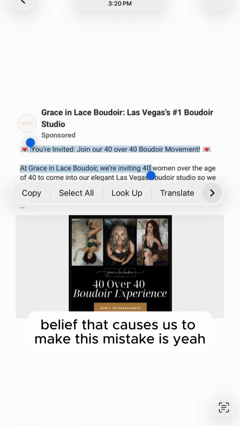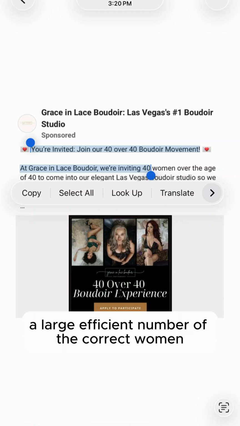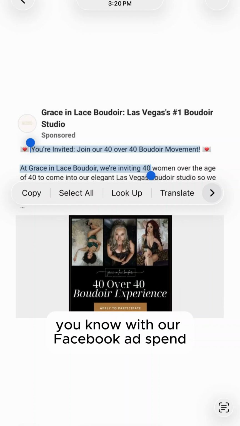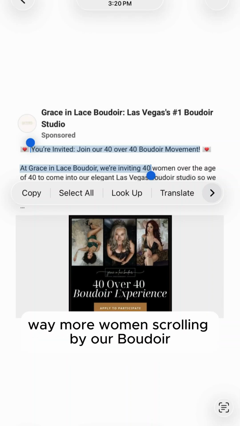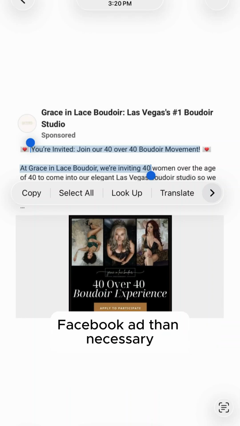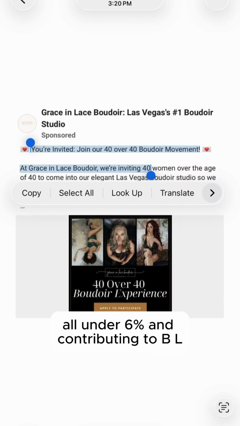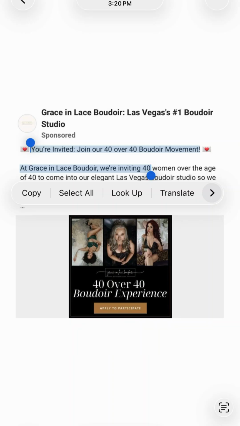So the false belief that caused us to make this mistake is, yeah, we thought our headline was good enough to pull in a large, efficient number of the correct women with our Facebook ad spend. But now the way this is being done, we're going to have way more women scrolling by our Boudoir Facebook ad than necessary, pulling our unique CTR under 6% and contributing to BLCS, aka Boudoir low click syndrome.